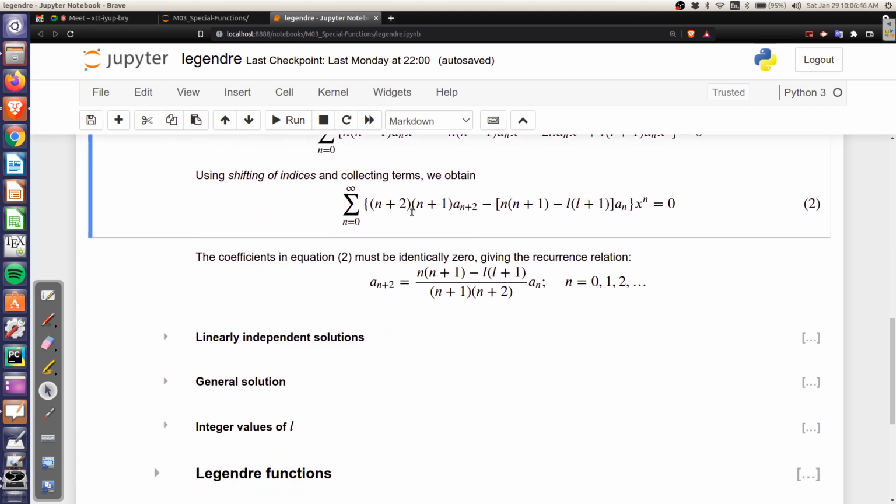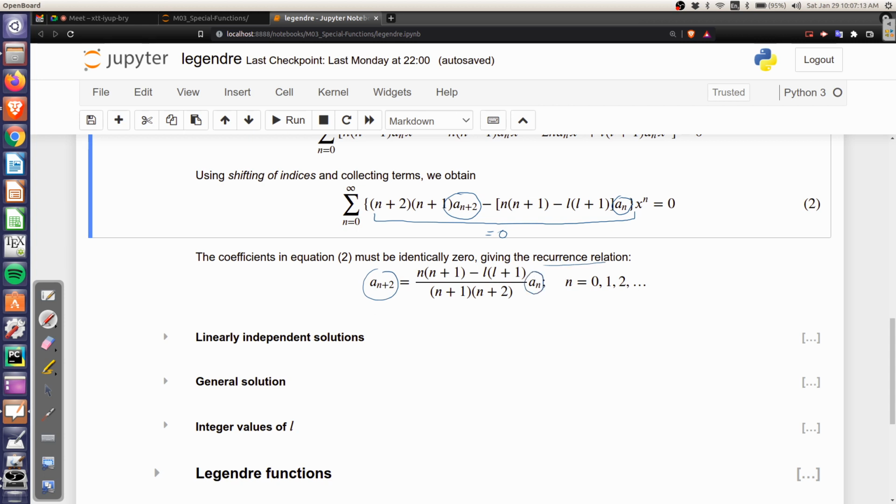And the moment we make this coefficient 0, so you can see here n plus 2, n minus 1, a n plus 2 minus this one, here we have a n. You make this entire thing equal to 0, and the moment you do that and then rearrange this, you find that you are able to write a n plus 2 in terms of a n. This is basically the recurrence relation.